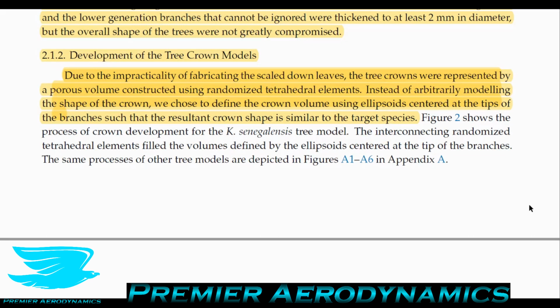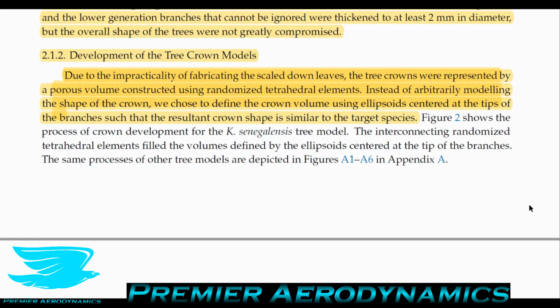And it's interesting how they approach this. Due to the impracticality of fabricating the scaled-down leaves, the tree crowns were represented by a porous volume constructed using randomized tetrahedral elements. Instead of arbitrarily modeling the shape of the crown, we chose to define the crown volume using ellipsoids centered at the tips of the branches such that the resultant crown shape is similar to the target species. So let's talk about this. Instead of modeling each leaf, because when you go to 3D printing, especially on a scaled down version, 200 mm high tree, these leaves are going to be tiny.